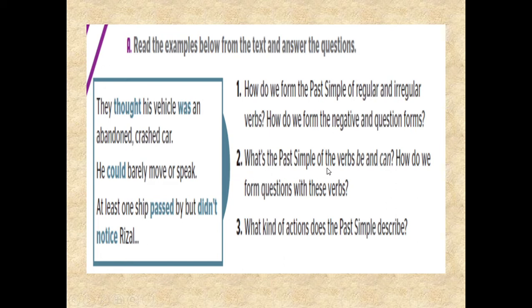What is the past simple of verbs be and can? The past simple of the verb to be, excellent, was or were. And the past simple of the verb can is could. How do we form questions with these verbs? You can present them at the beginning. He could barely move or speak; the question form will be: could he barely move or speak? Like that. Get it? What kind of actions does the past simple describe? It describes an action that happened and ended in the past.